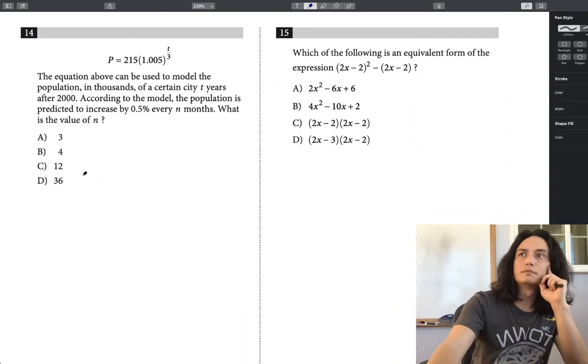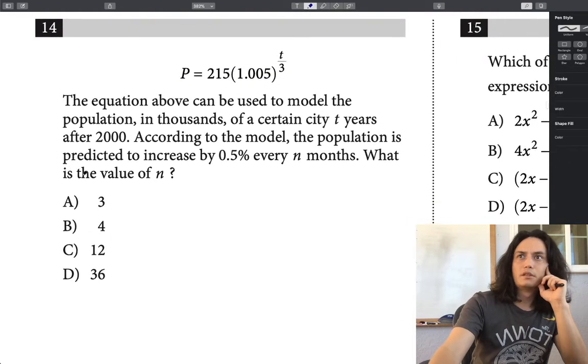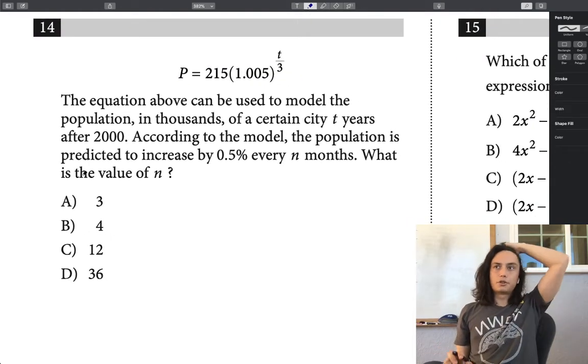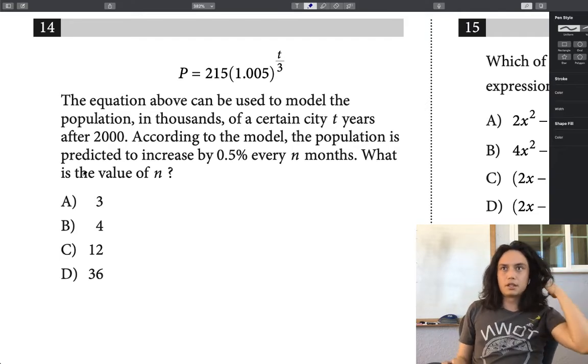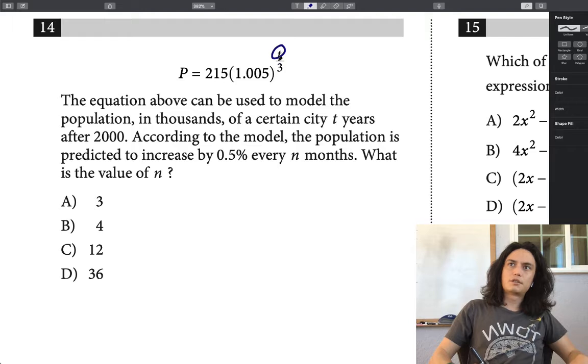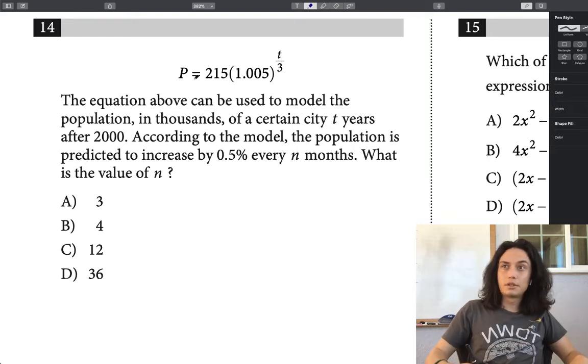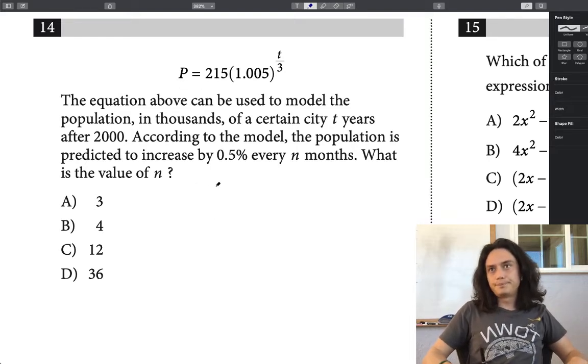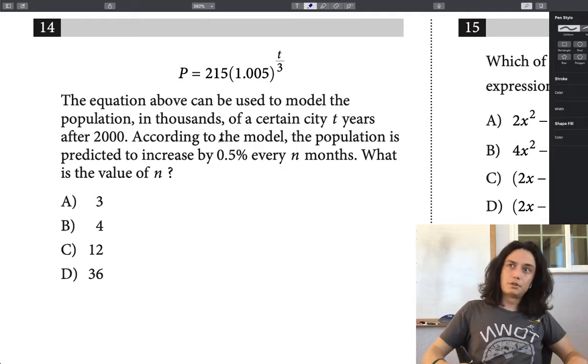Okay. Think of question 14. Oh, this is terrible. Let's see. The equation above can be used to model the population in thousands of a certain city, t years. Here's t. Oh, this is annoying that it's t over 3. But this is t. t is the number of years after 2000. Do I see the number 2000 anywhere? I don't. According to the model, the population is predicted to increase by 0.5% every n months. So n is the number of months. Oh, what is the value of n?